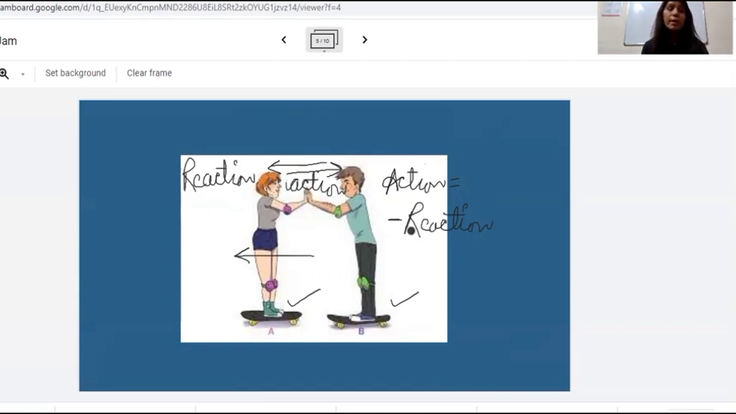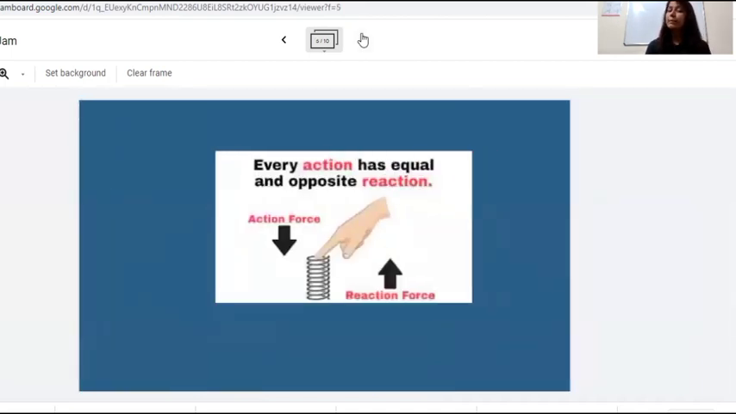Okay. So from here we can say that this girl applies some action on this boy, and in turn this boy applies some reaction on this girl, due to which they are pushed in the backward direction. I think that I have made myself clear to you all. So from this we can say that this is also the application of Newton's third law of motion. Okay, see the next example. Many more examples are there.